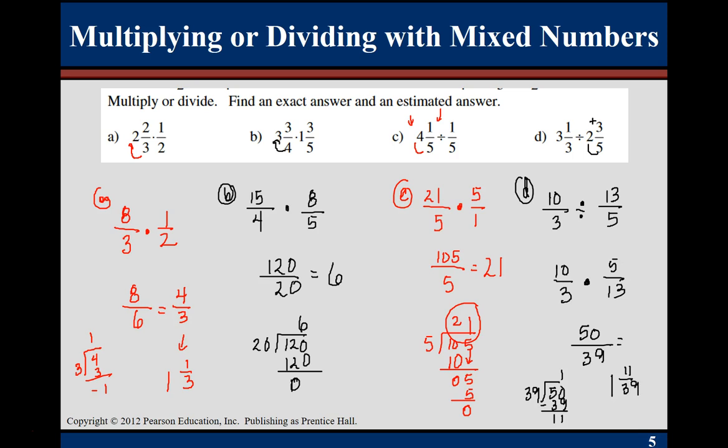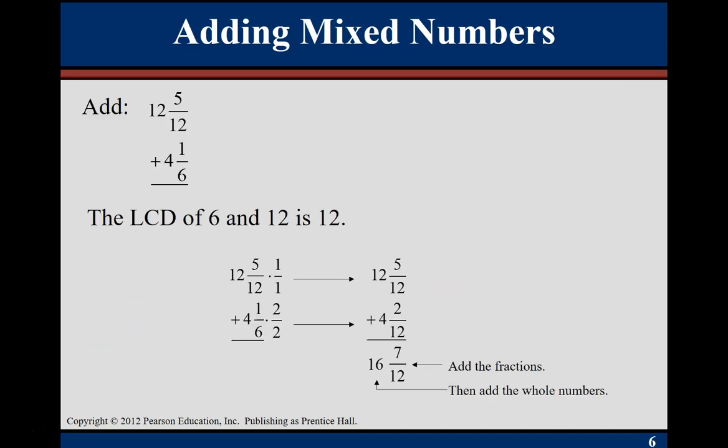Addition and subtraction is a little bit more challenging. When you're adding, you're still going to need a common denominator. So if I have 12 and 5 twelfths plus 4 and 1 sixth, I will need to get a common denominator between the 12 and the 6. Well, that's 12. Since the first one already has a denominator of 12, I only need to multiply by 1. And that first fraction will stay the same, 12 and 5 twelfths.